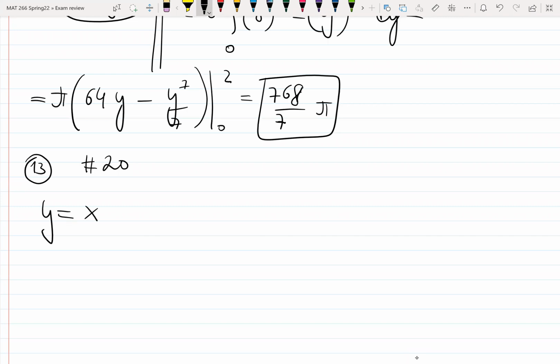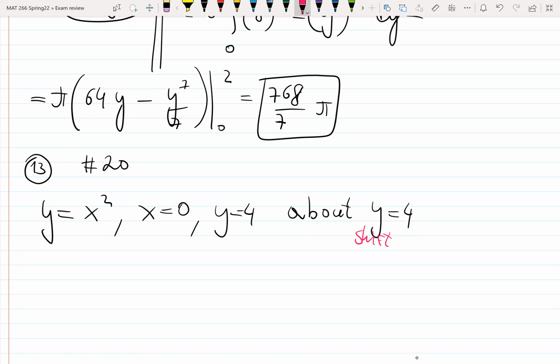Bounded by y equals x squared, x equals 0, y equals 4, about y equals 4. This is when you know it's a shift. It's not x-axis and not y-axis. The thing is, you immediately realize that this is a shift. But which one? X-axis shift or y-axis shift? Well, y equals 4 is the horizontal line. It's a height 4. It's like floor 4.